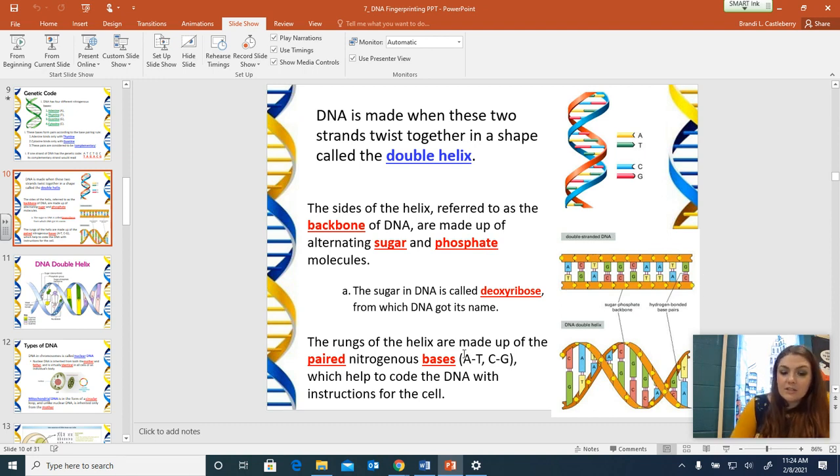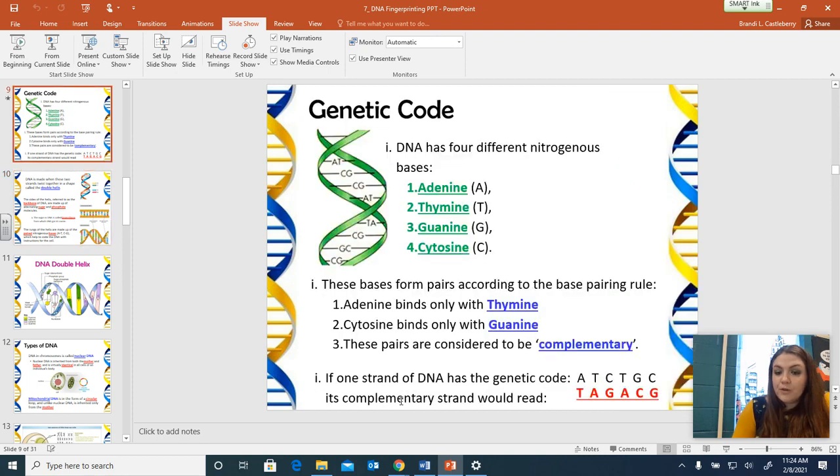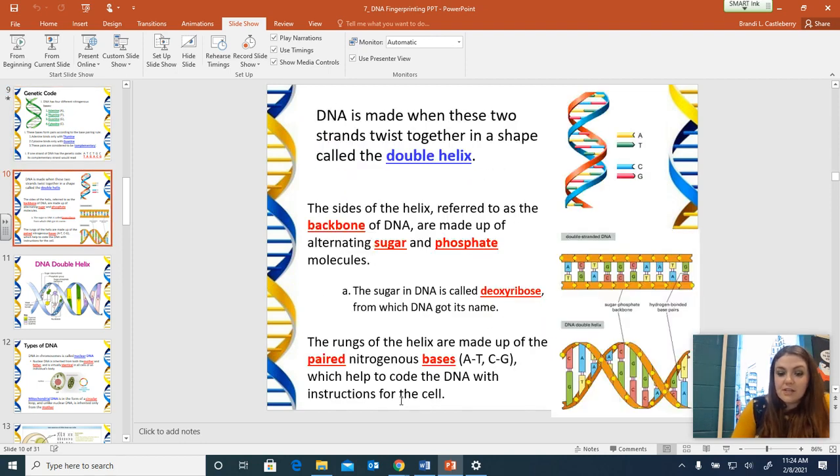The rungs of the helix, so double helix, so the rungs mean the things in the middle, are made up of paired nitrogen bases, which is what we talked about on the previous slide, the A, T, Gs, and Cs. So those paired nitrogen bases are in between, which help code the DNA for instructions for the cells. So every little segment of a section of your DNA is a gene that codes some kind of instruction for your body to make something that your body needs to function.